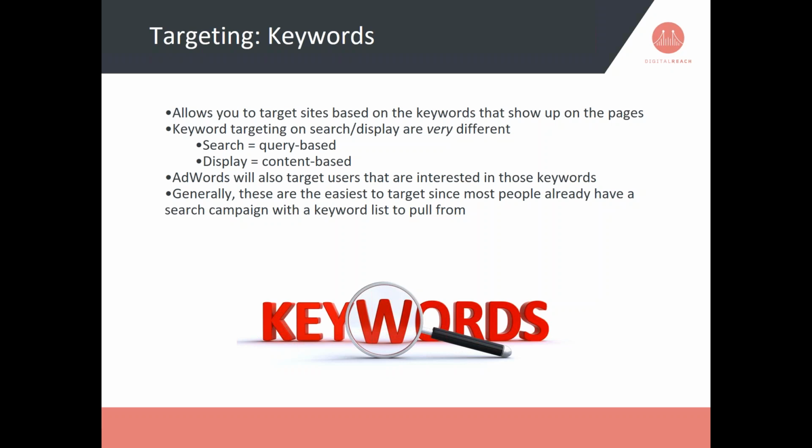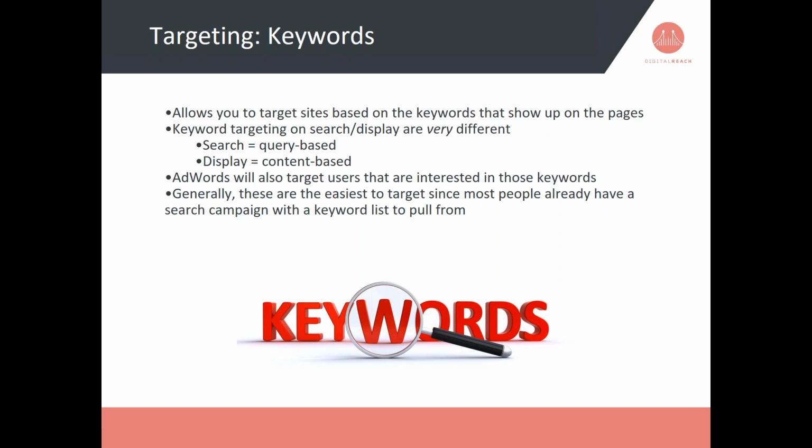I have a note here. It says AdWords will also target users that are interested in those keywords. So it does it based on interest as well, not just content. I don't exactly know how the algorithm works for keyword targeting. I have had quite a bit of success with keyword targeting from the tests that I've done, but the basic thing to note here is that if you want to do keyword targeting, you just want to pick your top keywords.